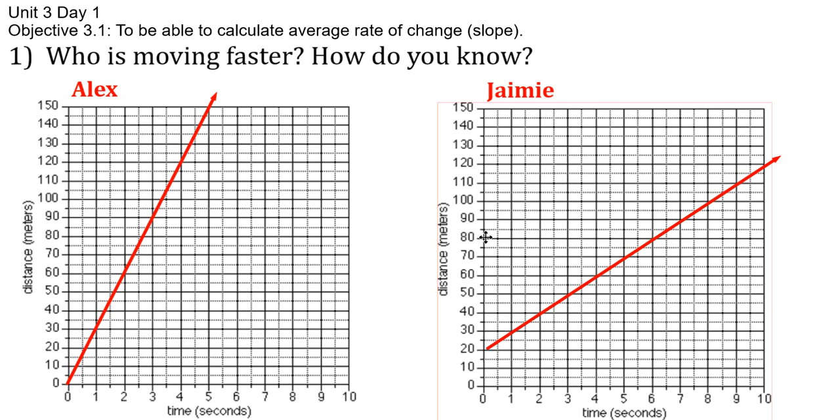Today's objective is looking at calculating average rate of change and also relating that idea to what slope is. So in our first example here, we have Alex and Jamie. We want to know who is moving faster and how we know.